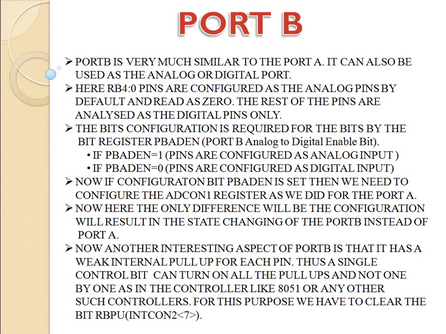Besides all this, there's a more interesting fact about port B: it has a weak internal pull-up for each pin. Thus, a single control bit can turn on all the pull-ups and not one by one, as in the case of 8051, 8085, etc. In order to do so, we just have to clear the bit RBPU, which is the 7th bit of the INTCON2 register.